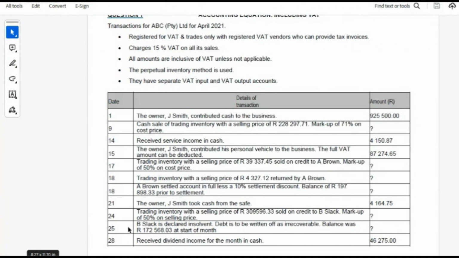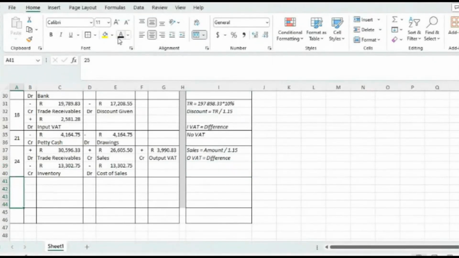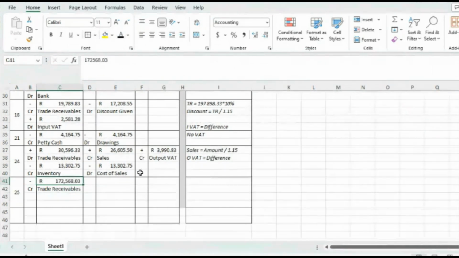It says B Slack is declared insolvent. Debt is to be written off as irrecoverable, and the balance was 172,569 at the start of the month. That is bad news for us. But listen, if the guy is bankrupt, he is bankrupt. So our trade receivables is going to be credited because it is decreasing with that amount. Nothing we can do about that.